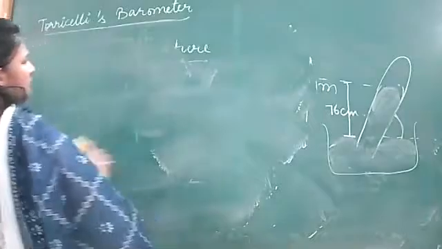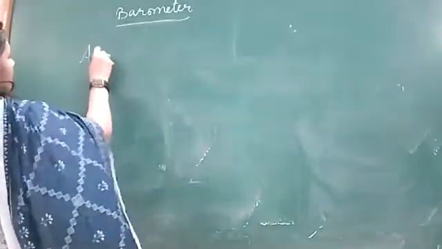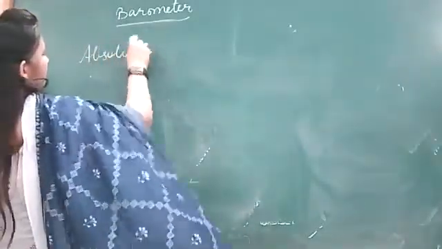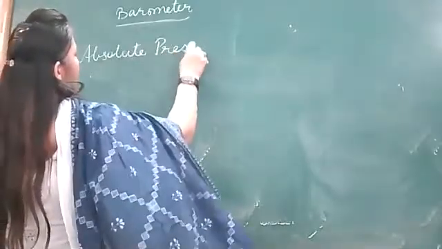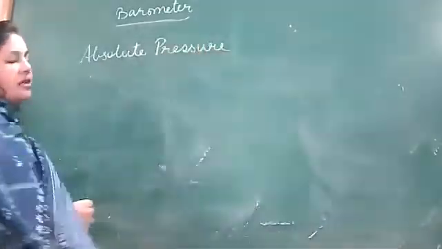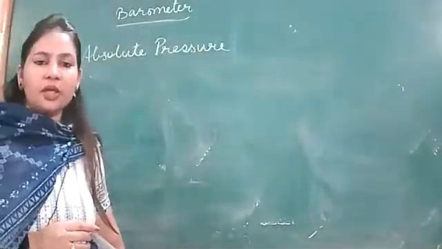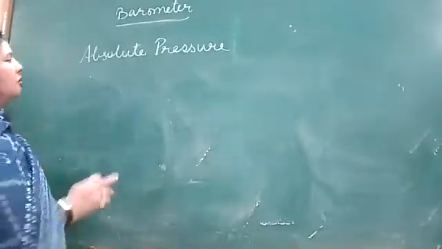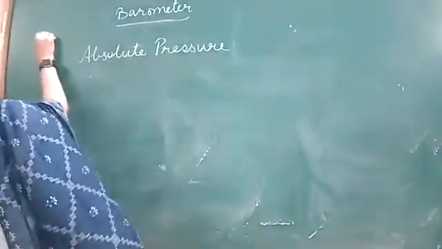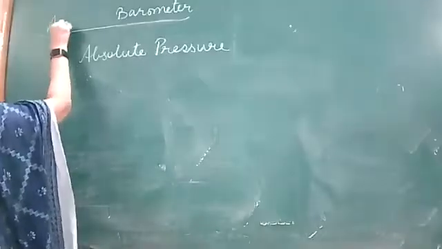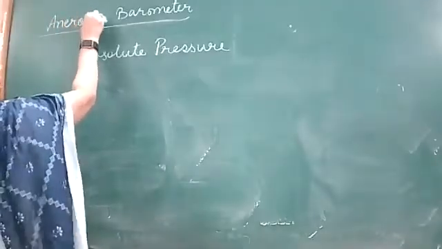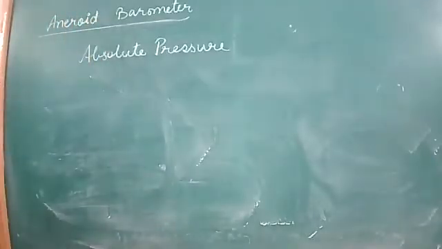Now, this was the measurement of atmospheric pressure. Now let us discuss the measurement of absolute pressure. Which device is used to measure absolute pressure? We studied that to measure atmospheric pressure, we use barometer. To find absolute pressure, we use again barometer, but that is a different type, aneroid barometer. Aneroid barometer is used for this purpose.